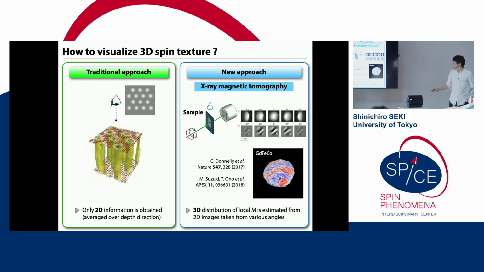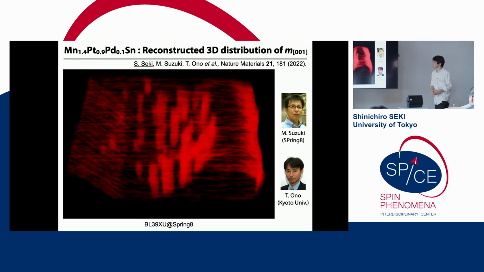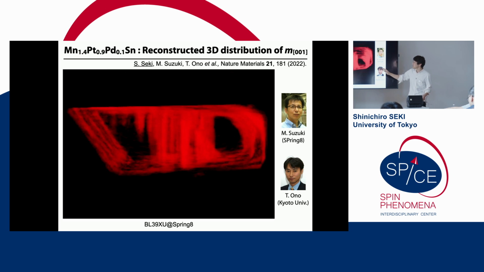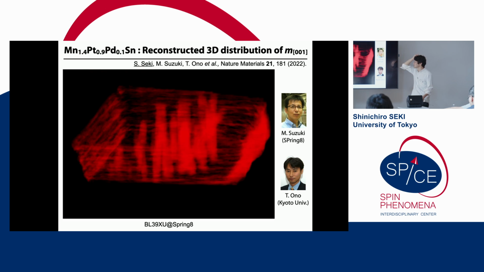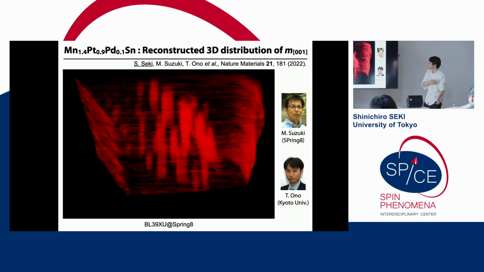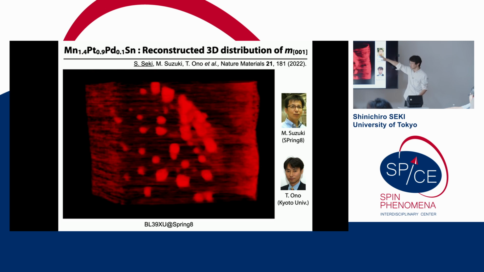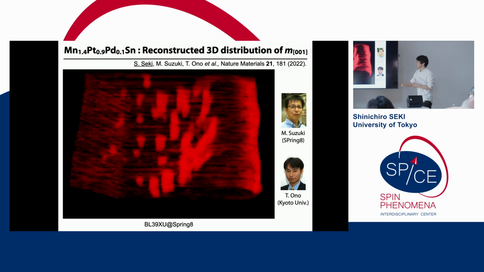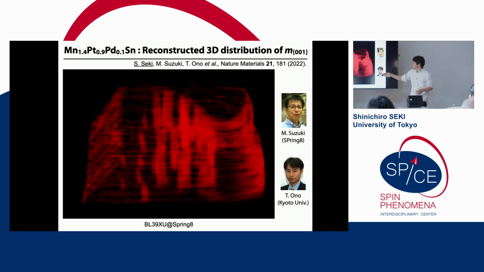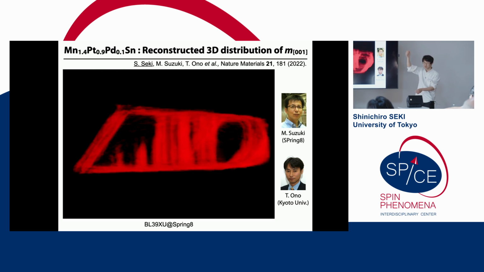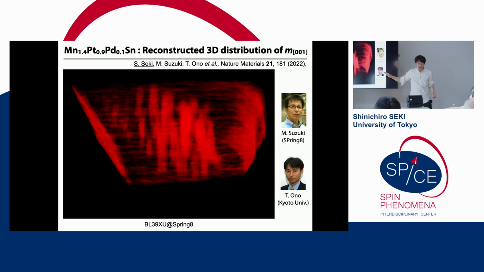Recently, we attempted to apply this X-ray magnetic tomography technique for the direct visualization of the three-dimensional shape of the skyrmion string. Here, our target compound is famous as a room-temperature skyrmion-hosting Heusler compound. Now we are showing the reconstructed three-dimensional distribution of the 001 component of the magnetization. The sample is rotated, and you can see that some tube-like object is clearly running through the entire thickness of the sample. It represents the skyrmion strings.